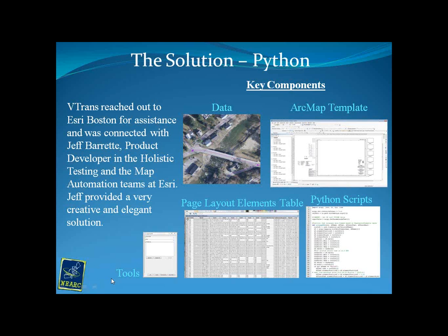So I will be focusing mostly on the ArcMap template that we use to produce the maps, as well as a table that keeps track of all the layout parameters for every town map that we make, and the Python scripts that drive it all. And last but not least, the tools that let us interface with the Python scripts simply by using drop-down menus and clickable options.